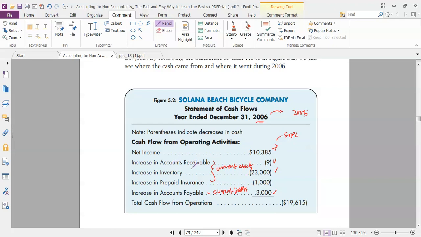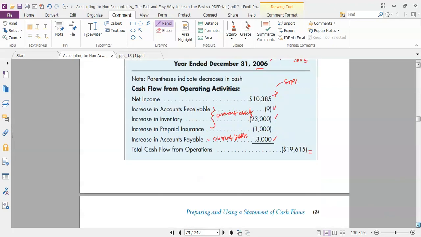Same goes for account receivable, inventory, and prepaid insurance. That is the current asset. If there is a decrease in the amount between 2006 and 2005, you should add on. Alright. So after that, 385 you should deduct 9,22,000, deduct 1,000, and then add on 3,000. Then you will get the total cash flows from operation of 19,615. This is the indirect method.